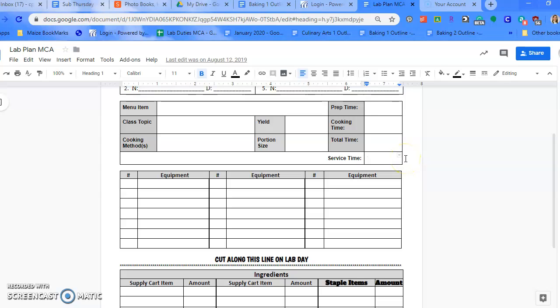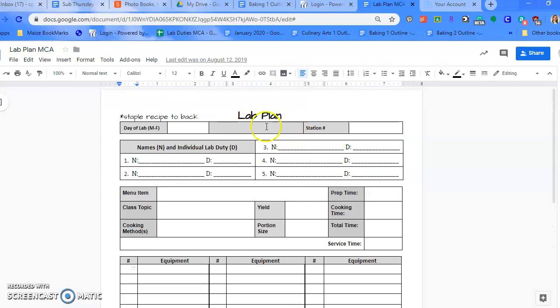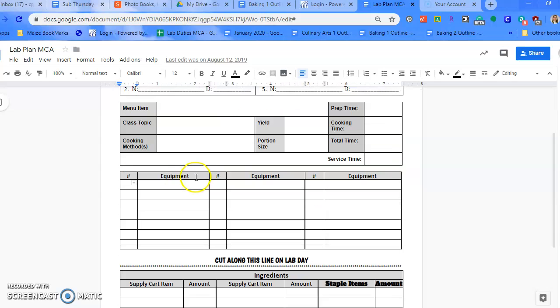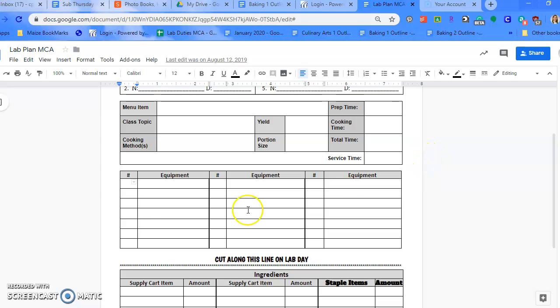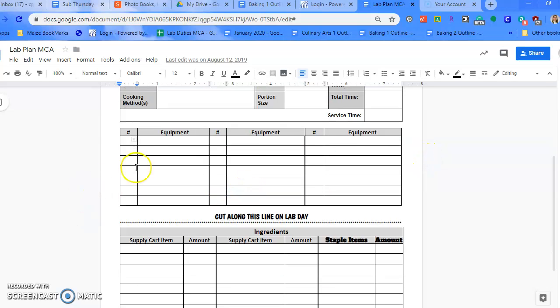So if we are sharing with others, or if we have an event, then we'll have service time, or if we have a certain cleanup duty that has to happen. So on a lab day, this part would stay in your kitchen. This is going to get cut, and then you would have this. And this will have all the equipment that you need.